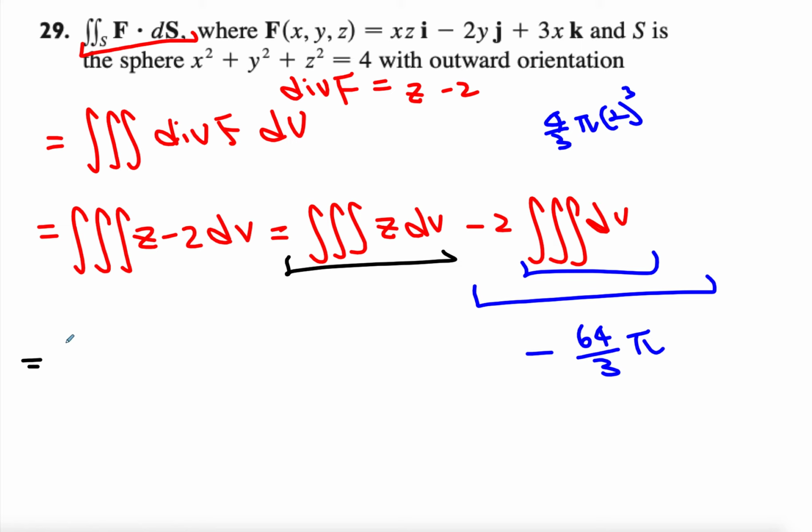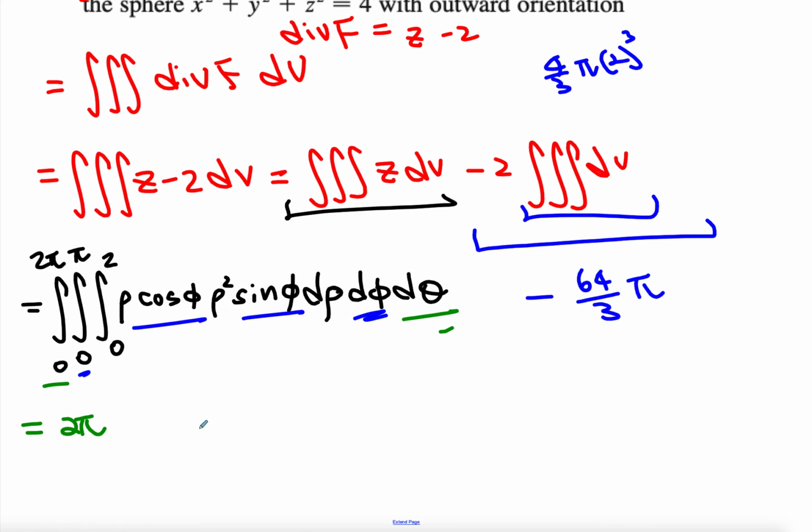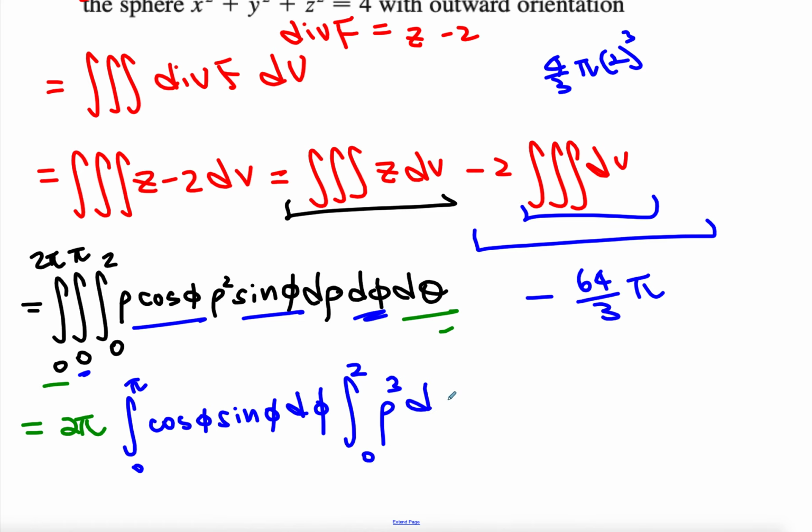In order for us to do that, I'm going to write this one as z is rho cosine phi, and then dv is rho squared sine phi d rho d phi d theta. And rho goes from 0 to 2, phi from 0 to pi, and theta from 0 to 2 pi. Alrighty, so first, that's 2 pi, that's done. Now I'm going to look at the phi. Oh, wait a minute, that's kind of nice. Why? Because we have 0 through pi, and then cosine phi, sine phi d phi, and 0 through 2, rho cubed d rho.